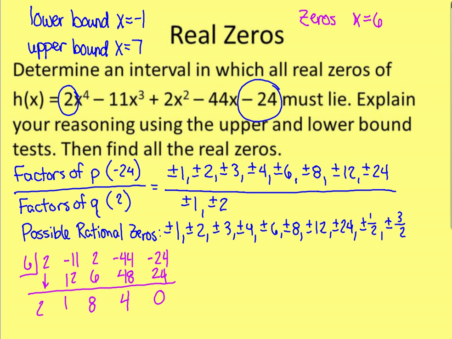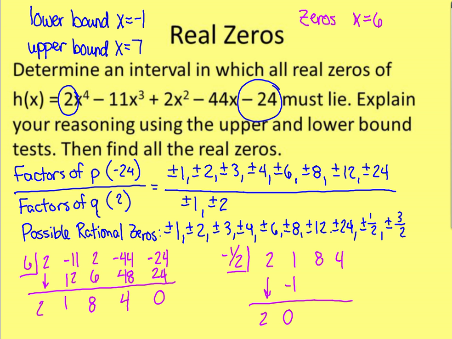Now if we look at our graph, we do have another possible 0 at negative 1/2. So if we test that value, remember when you test the second one, if the first one worked, you can just use your quotient from the first on the second one. So we're going to use that 2, 1, 8, and 4. So negative 1/2 times 2 gives me negative 1. Bring that down. That's going to give me a 0.